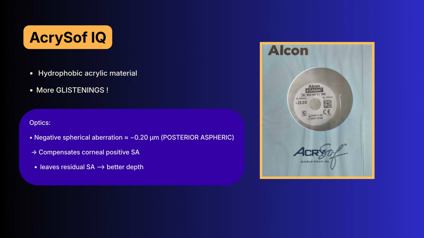Next we have the Acrisoft IQ IOL from Alcon. Acrisoft uses minus 0.20 micron correction on the posterior surface, so slightly less compared to the Tecnis. This makes it also less sensitive to the tilt compared to the anterior design of the Tecnis. It leaves a small amount of residual corneal aberration and that might help in the depth of field as well. Material-wise, the older versions had glistening problems, though the manufacturing now has improved.